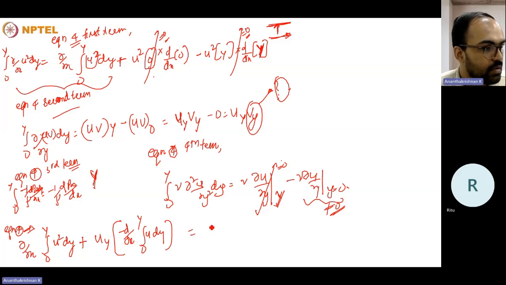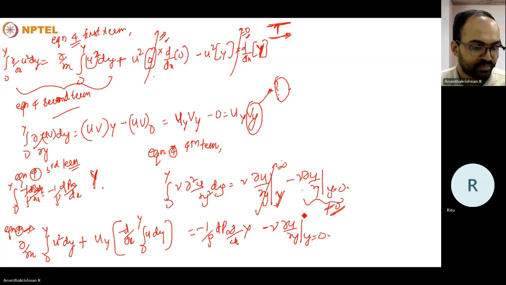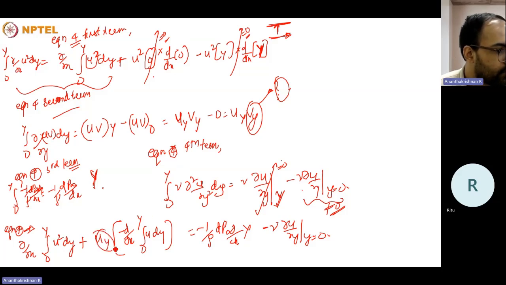equal to, the right hand side will be equal to minus of 1 by rho dp into dy, this term, and then this term as well. So that will be minus of nu dou u by dou y at y is equal to 0. So you have dou by dou x of this particular term. So this is u y when it is away from the wall, much beyond the boundary layer. You can write uy is equal to u infinity.